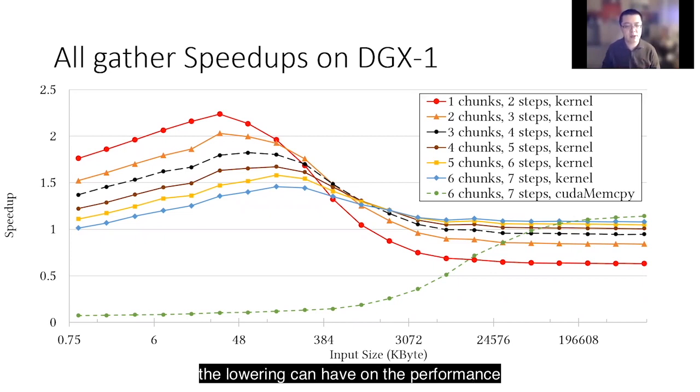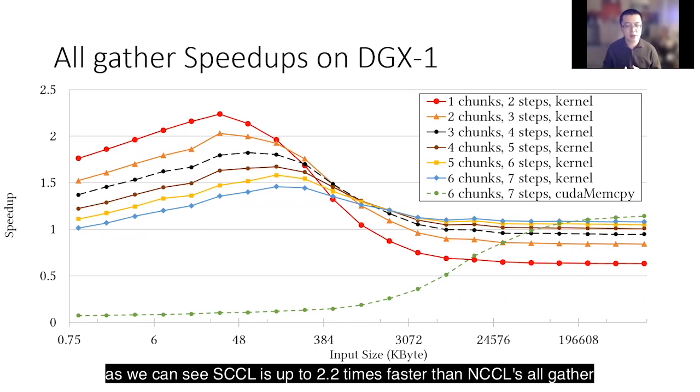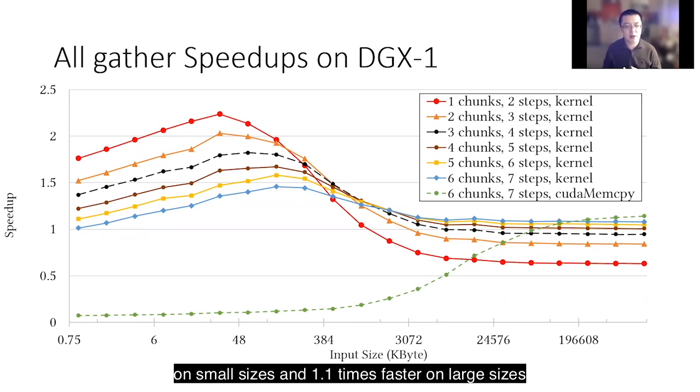The difference between the load store implementation and the CUDA memcopy implementation shows the significant impact the lowering can have on the performance. As we can see, SCCL is up to 2.2 times faster than NCCL's algorithm on small sizes and 1.1 times faster on large sizes. It is possible for SCCL to automatically switch between multiple algorithms based on the input size. In this case, SCCL will consistently outperform NCCL.